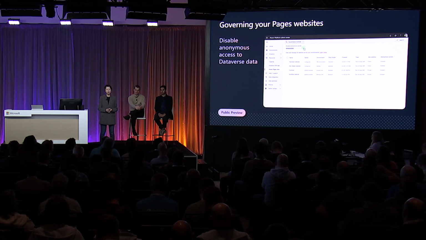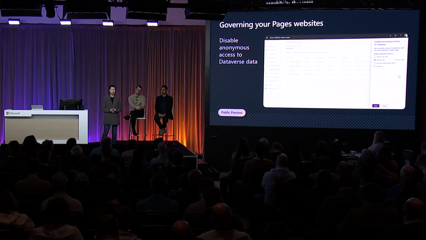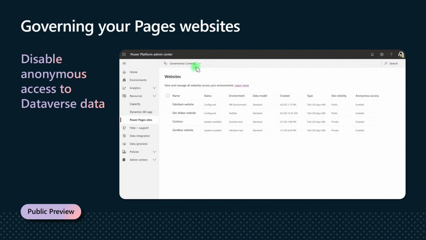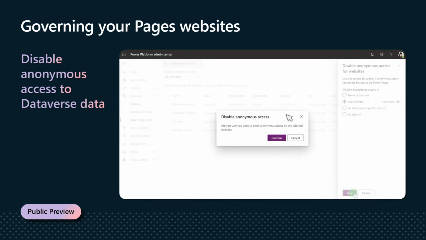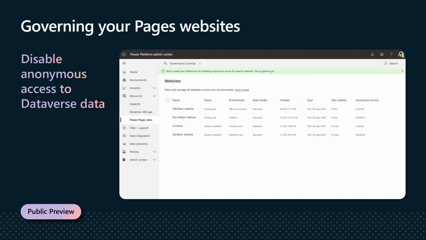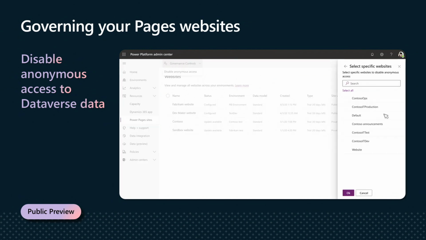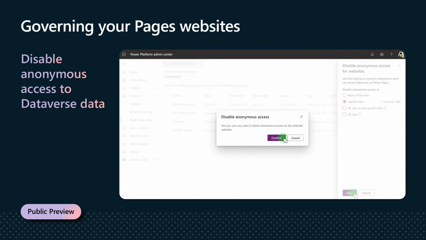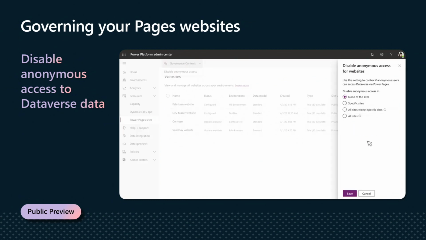Now let's take a look at some of the governance capabilities that were recently launched. Because Power Pages is for collecting and sharing business data, it's important that admins have control over who can access their sites and the data. There's now a governance setting to disable anonymous access to Dataverse data across all Power Pages sites. And once this setting is enforced, makers will not be able to configure table permissions to provide anonymous access. This setting gives admins peace of mind that their data can only be accessed by the right users.